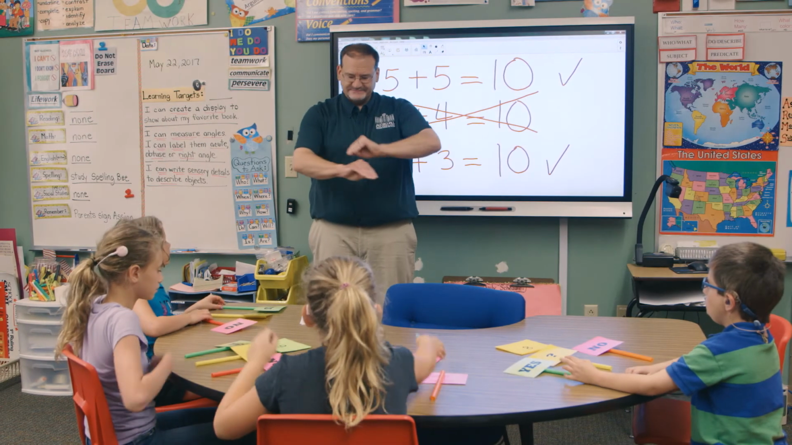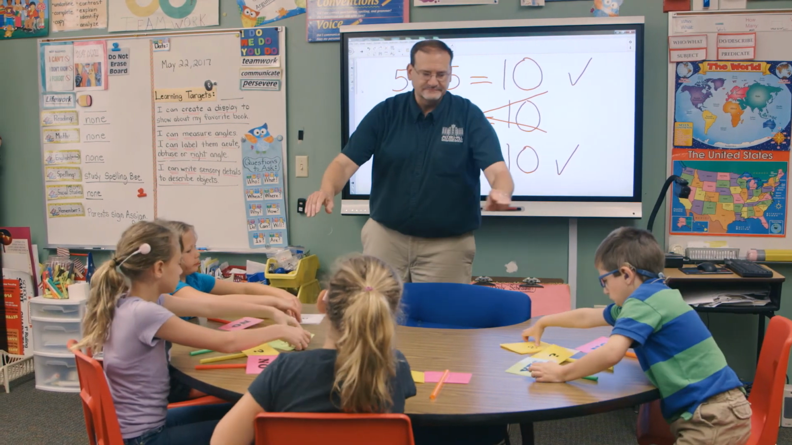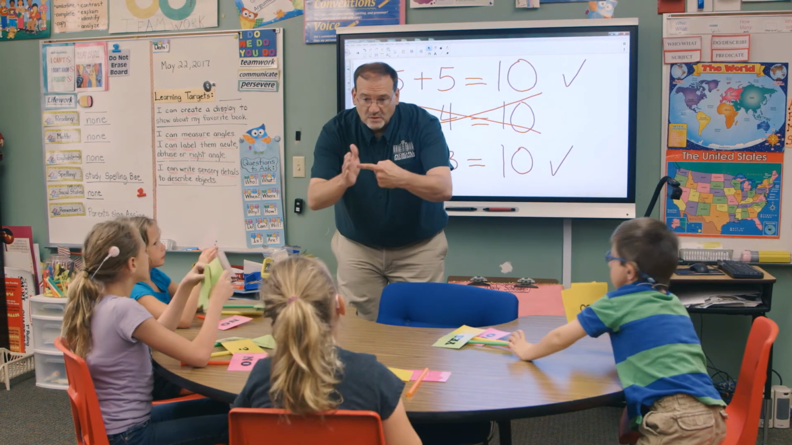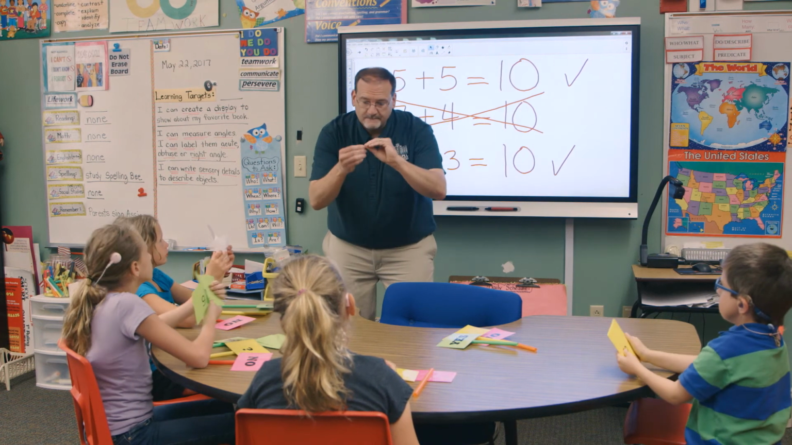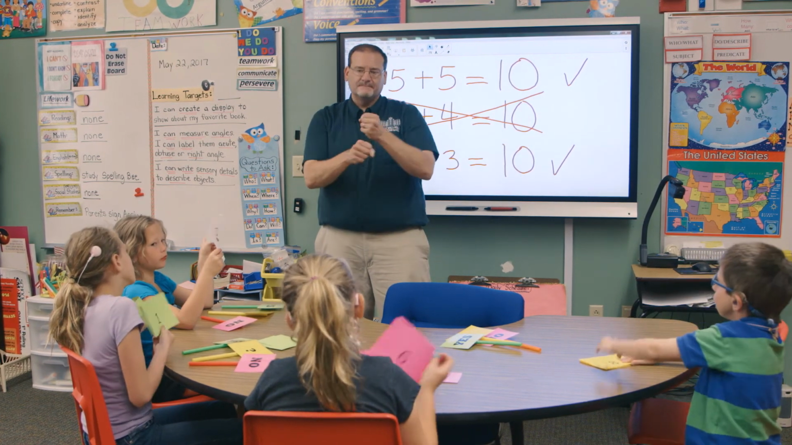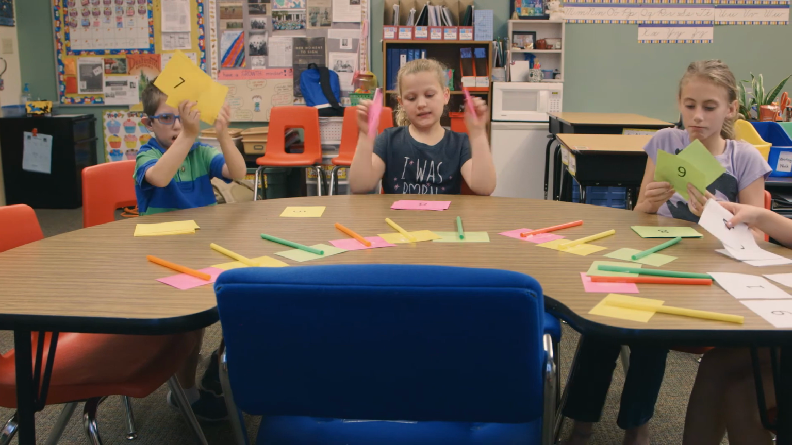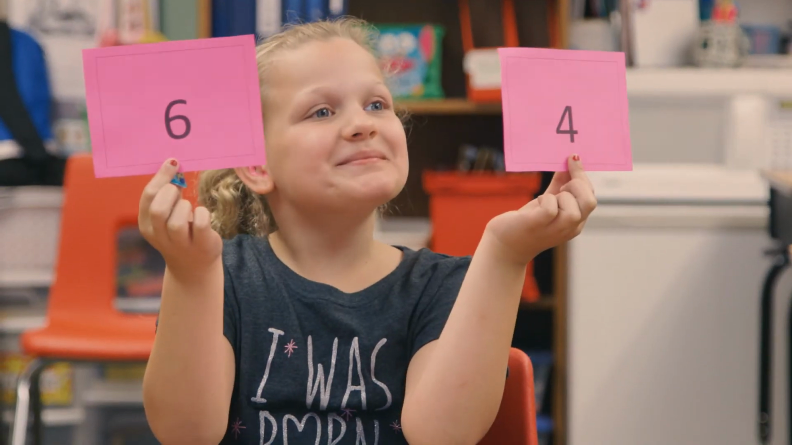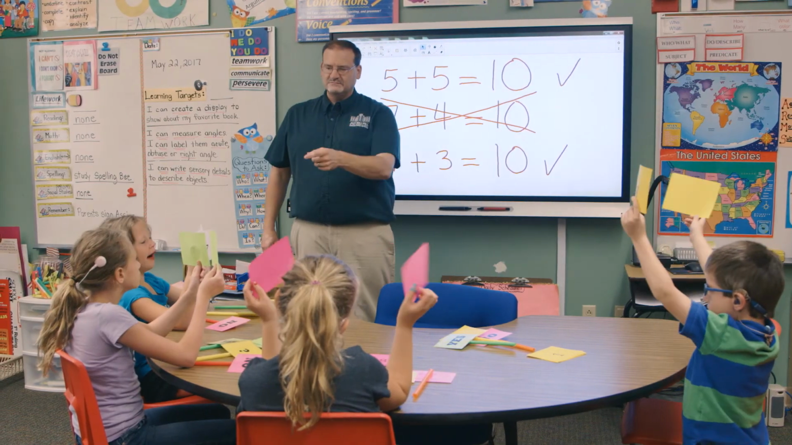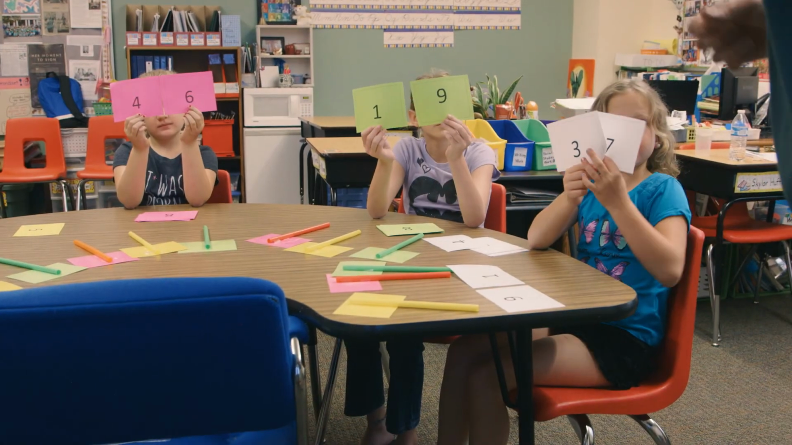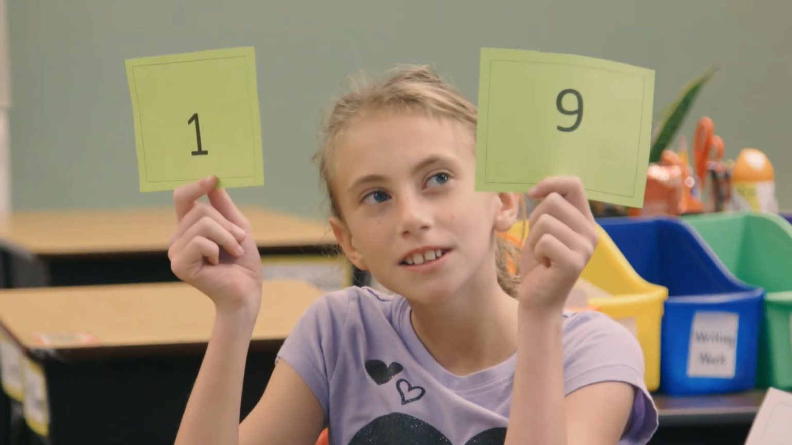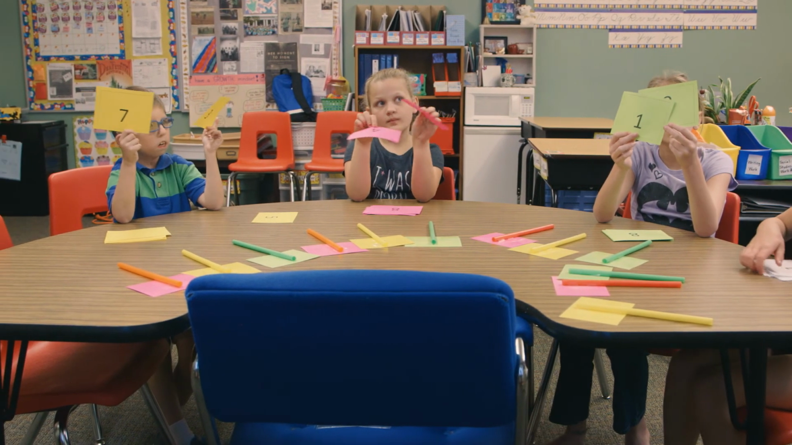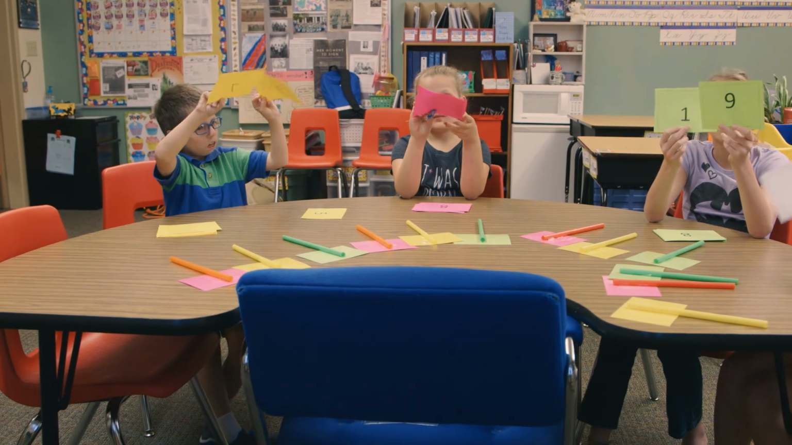Now get your response cards. And show me 2 numbers that are combined and equal 10. Hold your cards up and keep them up. 3 and 7, that equals 10. 9 and 1 equals 10. 4 and 6 equals 10. And 7 and 3 equals 10. You're right. Good job.